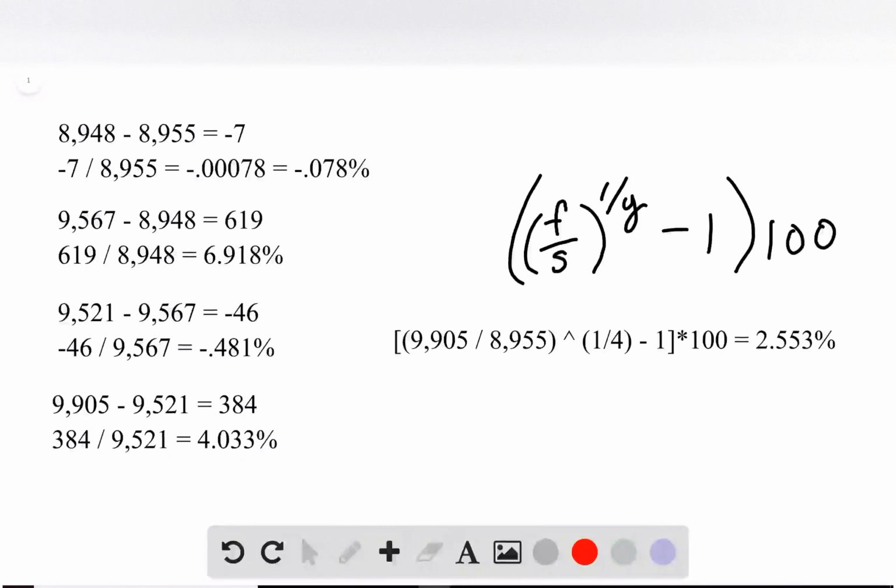Then, once you have that calculation done, you subtract 1 and then multiply the decimal that you get by 100. That is going to give you your percentage, and it ends up being 2.553%.